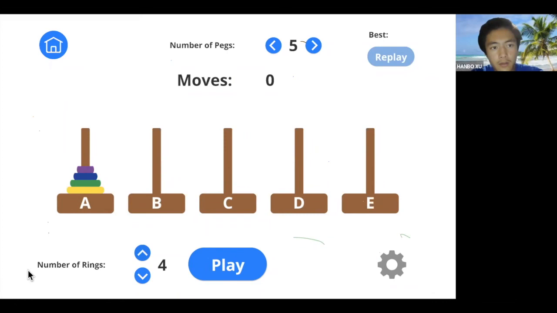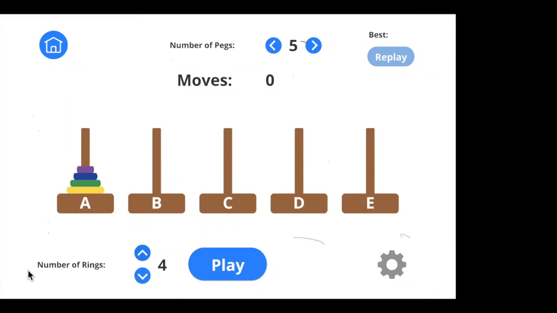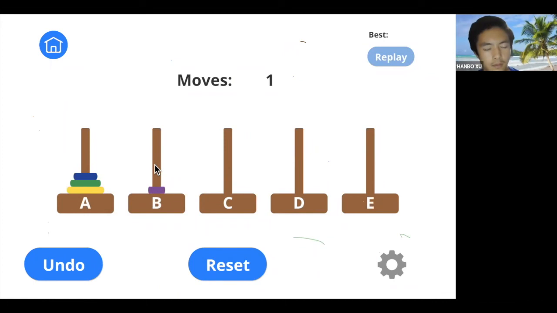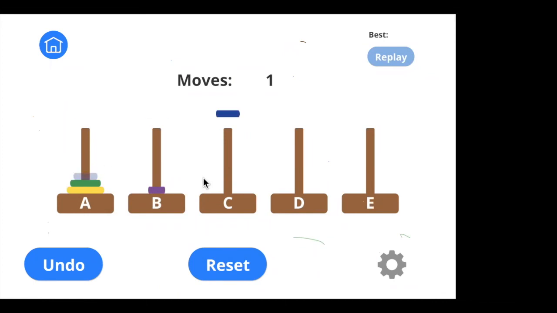Are you there? Purple to B. Good job. Blue to C. Green to D. Yellow to E.